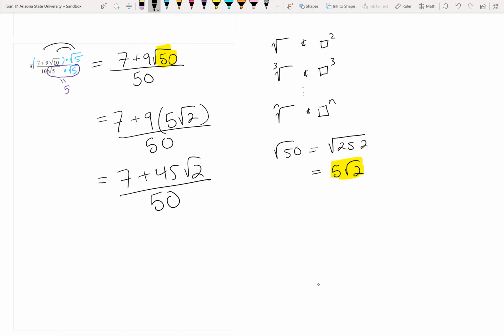When it comes to simplifying fractions with radicals, you have to be able to simplify all of the coefficients. So if this was simplifiable, I would ask myself, is there anything that I can divide out from a 7 and 45 and 50 at the same time? The answer is no. So this is as simplified as possible.